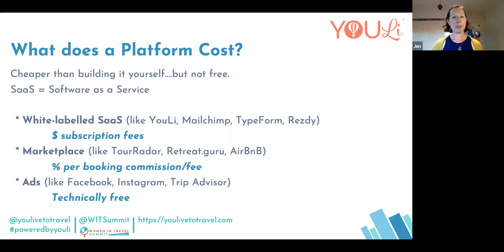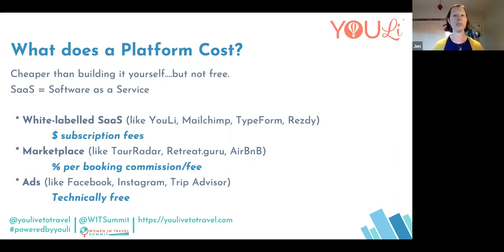So white labeled SaaS is like us. Youli is white labeled SaaS, Mailchimp is, Typeform is, Resdi is. We all have subscription fees. So when you sign up, you basically pay us a monthly fee, and then you could use our technology as if it's your technology. You put your logo on it, your domain on it, and we just make sure all that stuff is running behind the scenes all the time, and you pay us a flat monthly or annual fee for that. Then there's marketplaces. These would be your TourRadars, your Retreat.guru, your Airbnb.